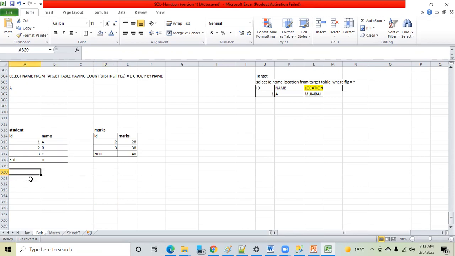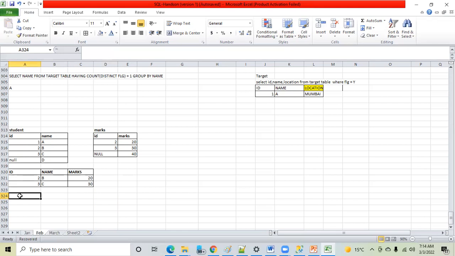The school principal is asking for the marks of each and every student. So I have created this table and shown it to the school teacher. This is the marks scored by B and this is the marks scored by C. So for this output, what will be the query?